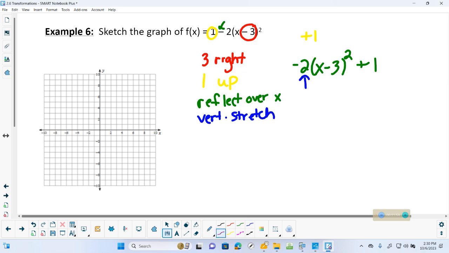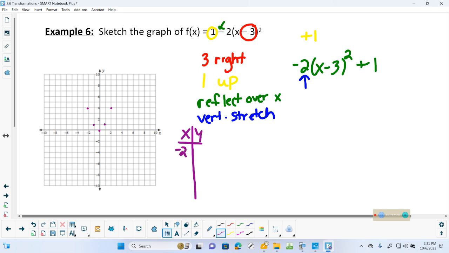I'm going to go ahead and plot our parent function again, -1, 1, -2, 4, 1, 1, 2, 4, just so that's kind of in front of us. Now the 3 right, the 1 up, that's not going to be difficult at all to do, of course. The reflecting, we're going to flip it over, and then of course the vertical stretch. Now I think the stretch is probably the toughest one to do. We're going to double those y coordinates. So again, I'm going to start with that.